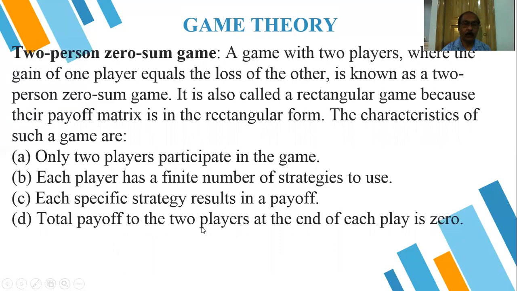The total payoff to the two players at the end of each play is 0. This is because this is a zero sum game. Whatever the gain of one is equal to the loss of the other, the opponent player. If we sum up, we will get 0. That's why one player's gain at the end of the game and the other player's loss are equal.